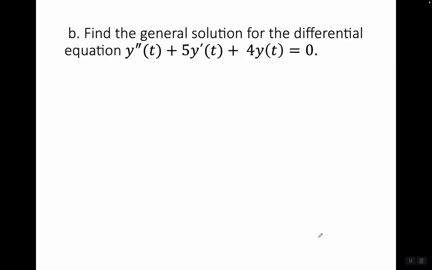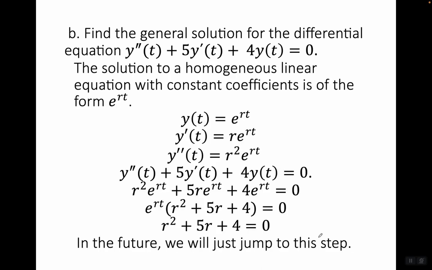Okay, find the general solution for the differential equation y double prime of t plus 5y prime of t plus 4y of t equals 0. We can do that. The solution to a homogeneous linear equation with constant coefficients is of the form e to the r t. So let's assume that y equals e to the r t, y prime is r e to the r t, and y double prime is r squared e to the r t. Let's just go ahead and plug these into the equation.